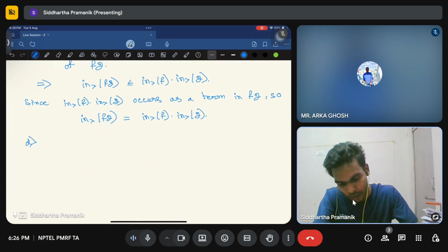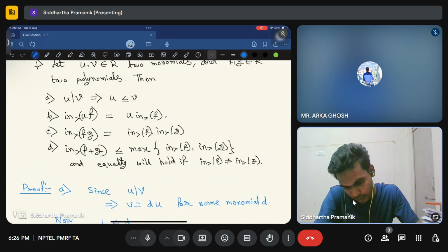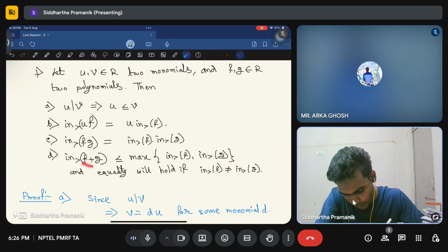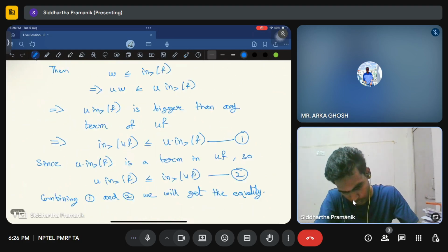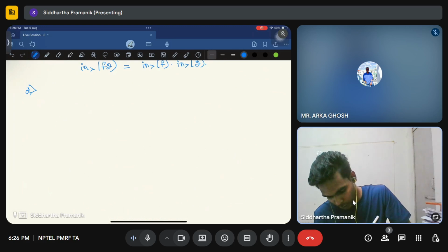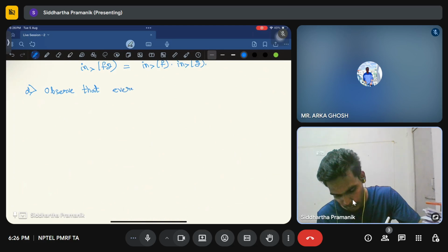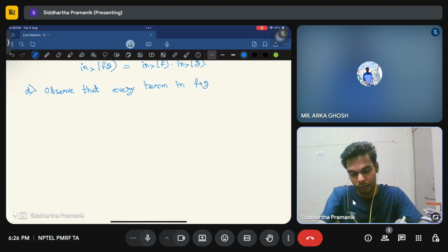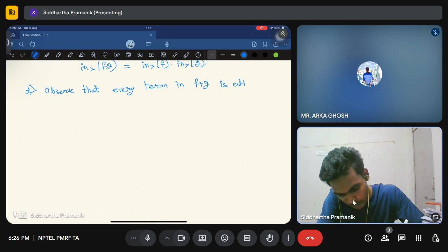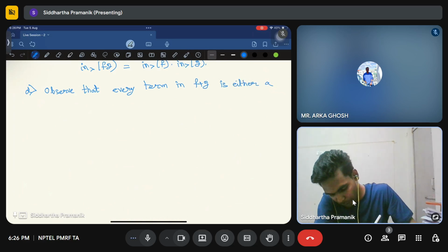So for this we need to observe how the terms occur in the polynomial f plus g. So observe that every term in f plus g is either a term of f or a term of g.